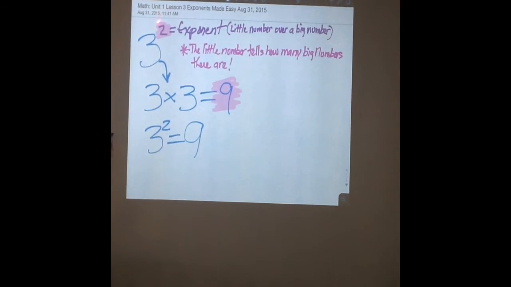Because what do we need to remember? And this is what we have to remember about exponents. The little, everybody, the little number tells how many big numbers there are. So it says 2, so we're going to put down 2 3s. Does that make sense? That's why we put a 3 here and a 3 here. And we put what in between them? A multiplication sign, right?